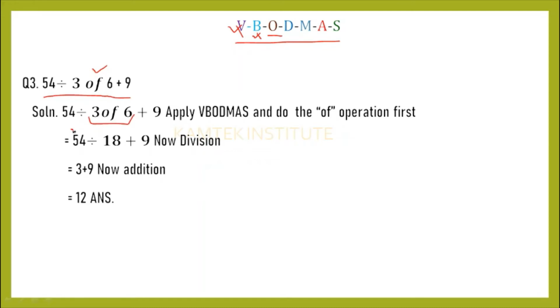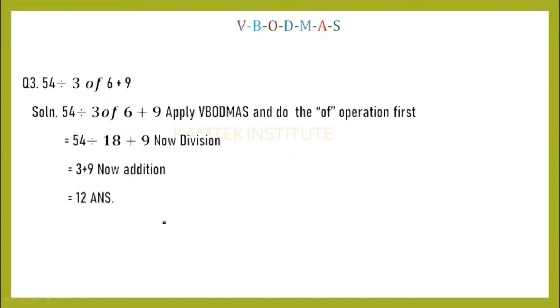We write down 54 as it is. We also write the divide sign, and 3 of 6 means, of is always signified by the multiplication sign. So 3 into 6 is 18 over here, plus 9. Now we are left with division and addition. So what is the next step? We have division over here. So we'll divide 54 by 18 in the next step. 54 divided by 18 we get 3, and this plus 9 comes over here, and 3 plus 9 is 12. So 12 is the answer to this question.